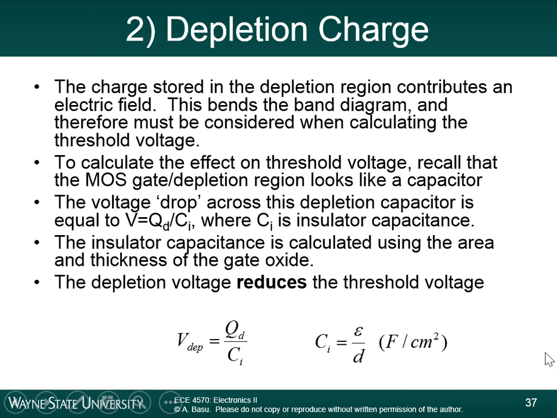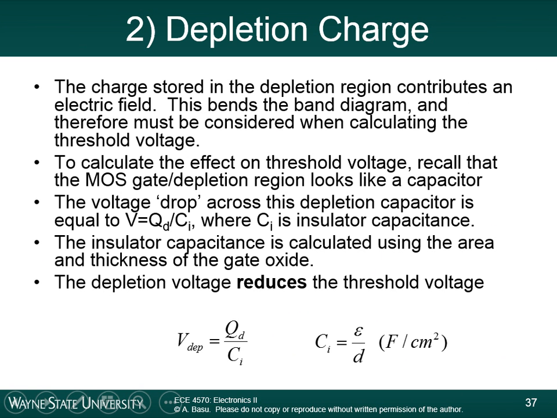CI is the insulator capacitance. And this is given in terms of an incremental capacitance. Instead of epsilon A over D, it's just given as epsilon over D. So this is a unit capacitance. It's given in farads per centimeter squared instead of just farads.